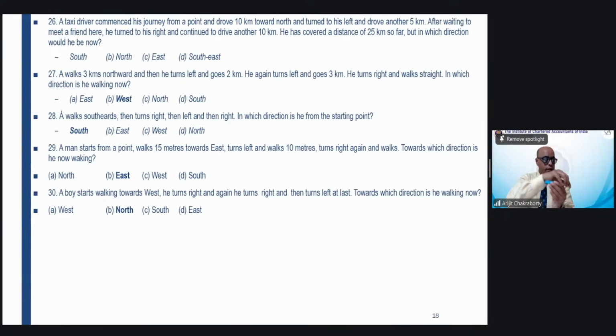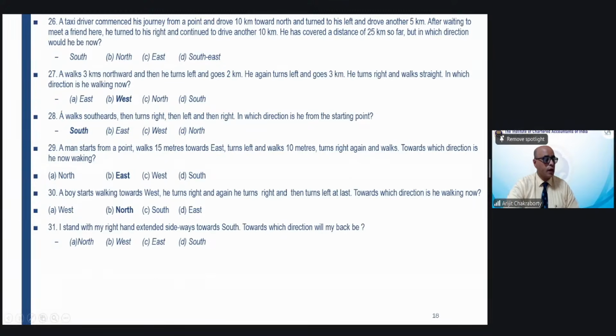Okay, so west, right, you go north, and again right, you are going to the east, and then turns left at last. Matlab, phir se north. Towards which direction is he walking now? Question number 30, the answer is north. Yes, Tejaswini, yes, north. Very good. Muskan also, very good. 30th question, we have done north.